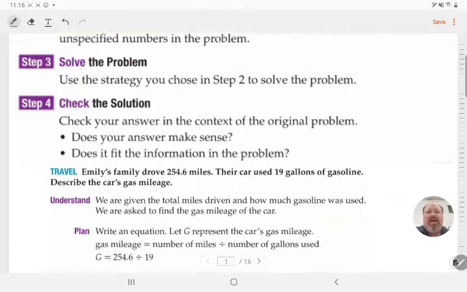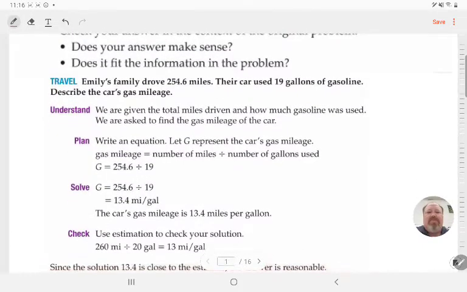So an example of how to use the 4-step process is we have a problem here. It says, Emily's family drove 254.6 miles. Their car used 19 gallons of gasoline. Describe the car's gas mileage. So we understand we are given the total miles driven, and we are given how much gasoline is used. And we are asked to find the gas mileage of the car.